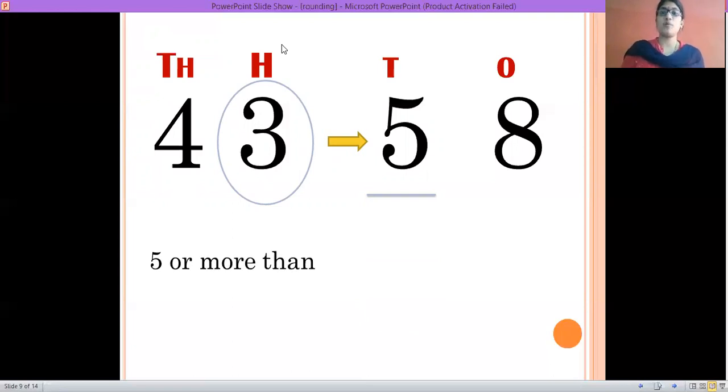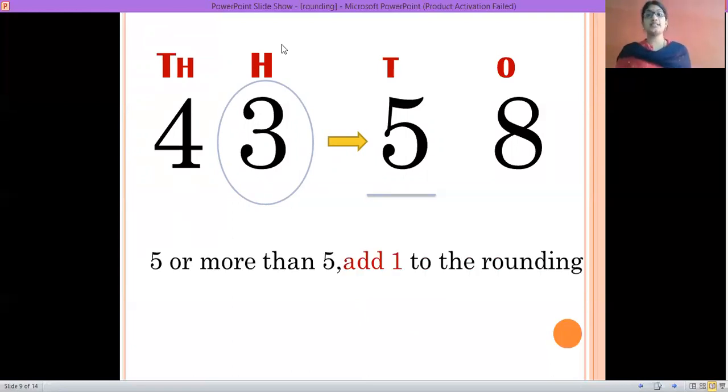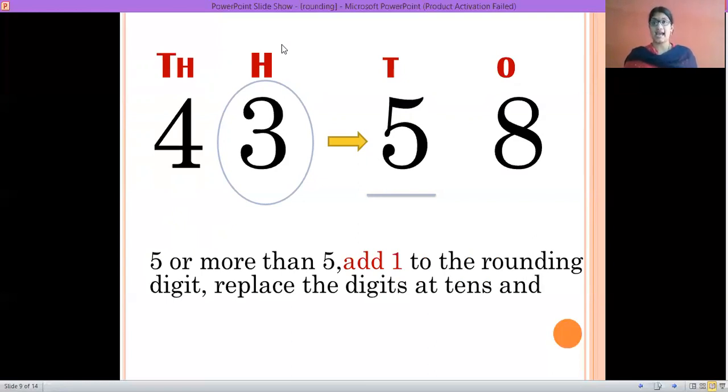So if it is 5 or more than 5, add 1 to the rounding digit. Replace the digits at tens and ones place with 0. Children, this is rounding to the nearest 10. First we identify our rounding digit. Then we move to the immediate right and consider this digit. Now this is less than 5. We'll not change our rounding digit. We'll not change the left side digit also, but we'll replace right side digits with 0.